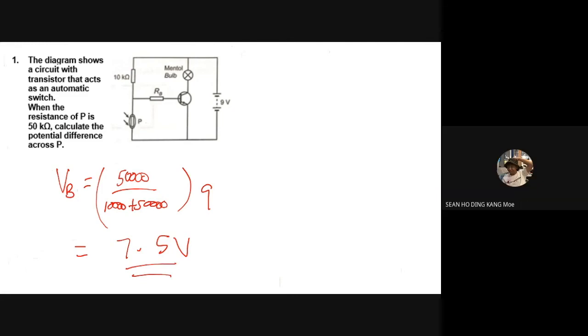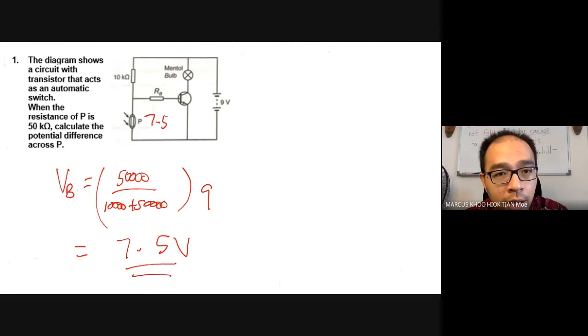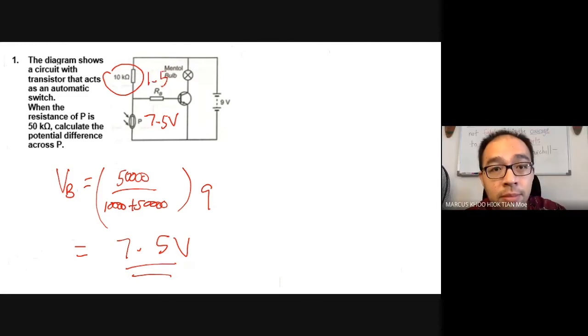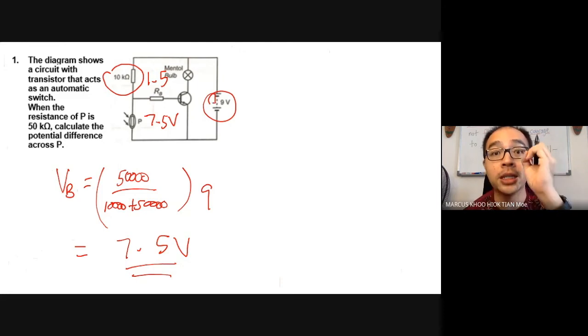Yes. Now, guys, if this is 7.5, you know how many volts is going to run through here? 1.5. Because it will be divided. You don't have to use the same formula again, but you kind of know. If here is 7.5, here must be 1.5, because the total must be 9. That's why we call it potential divider. It is divided but not equally.